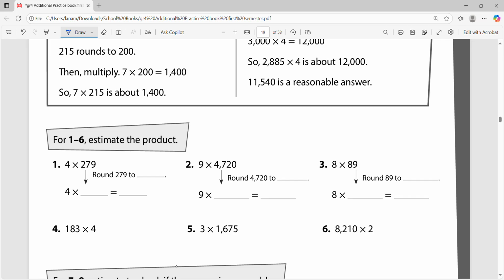Let's start. Now we'll be doing from 1 to 6, estimate the product. This means I don't need to give the exact answer, I need to estimate. I will round, then we will multiply. I have 4 times 279, we will round to the nearest 100.